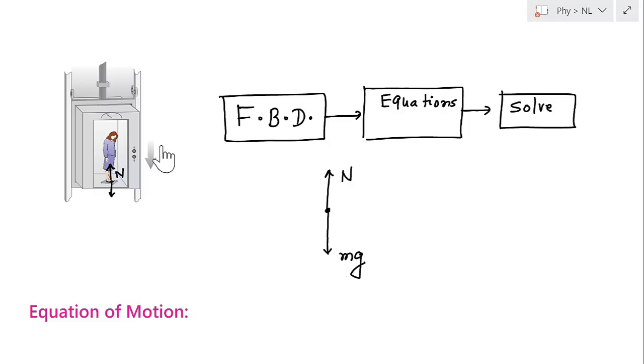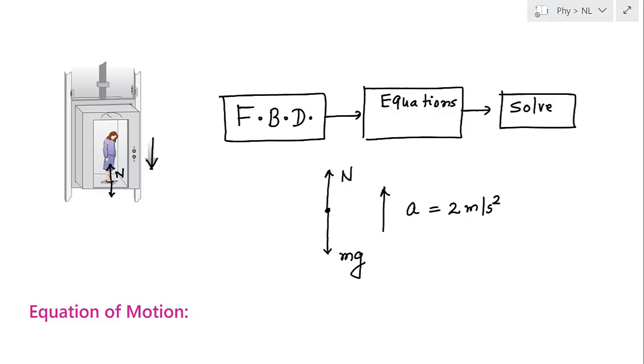Now the tricky part is the acceleration. This elevator is going in the downward direction with decreasing speed. So this means it has a deceleration in the downward direction. So you will have an acceleration of the same amount in the upward direction with a magnitude of 2 meters per second square. So you can write a is equal to 2 meters per second square in the upward direction.